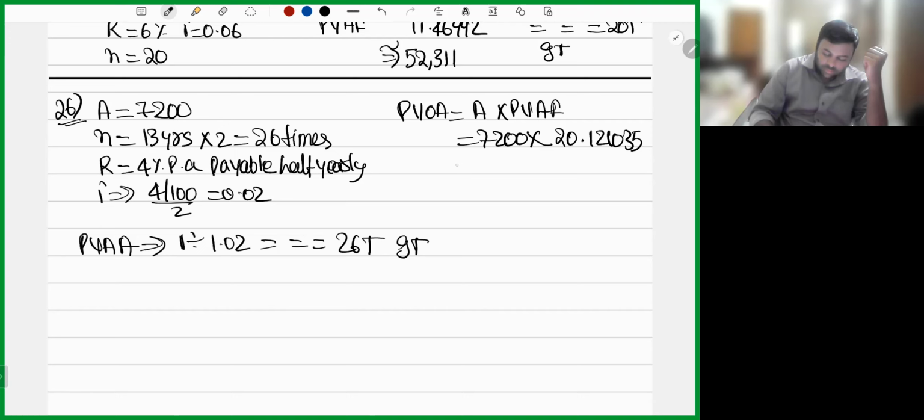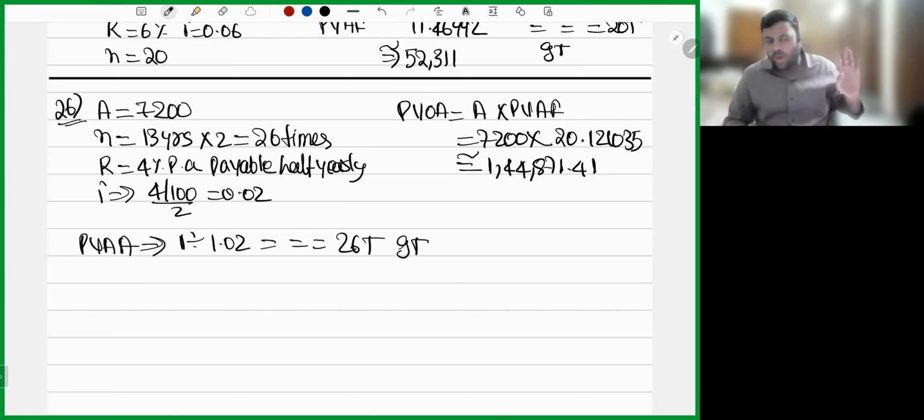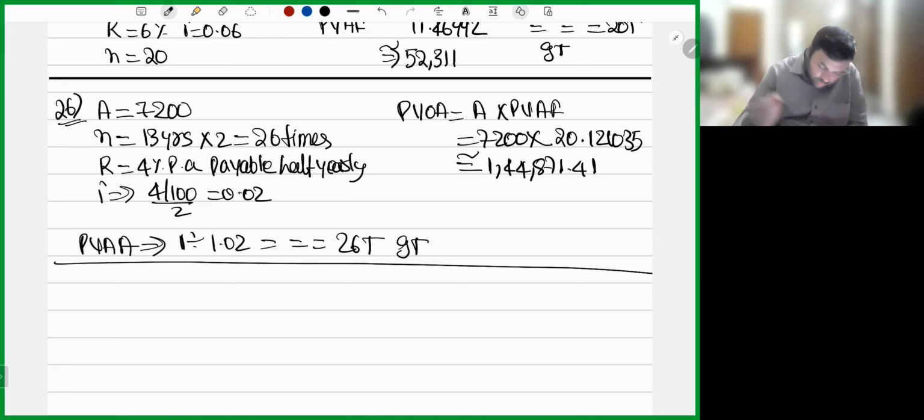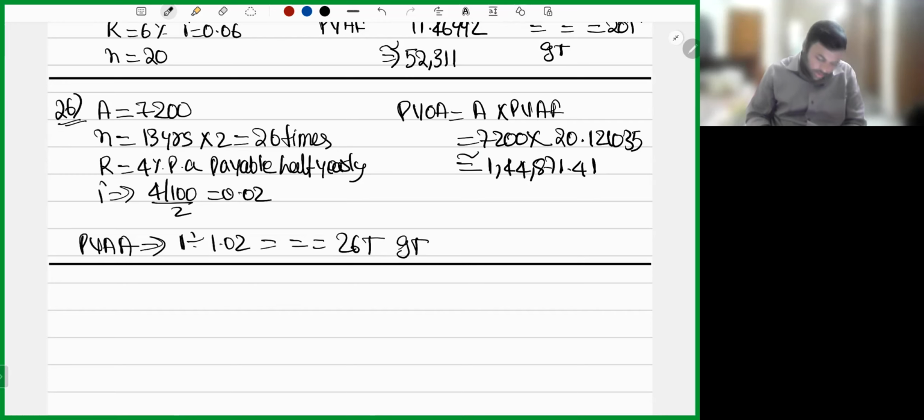20.121035. So it is 1,44,871.45. Approximately 4.1. Again, for 4 paisa, 0.04 paisa, you should not shout because you are getting 1 lakh rupees. Yes, sir. Simple point. Nothing much difficulty.